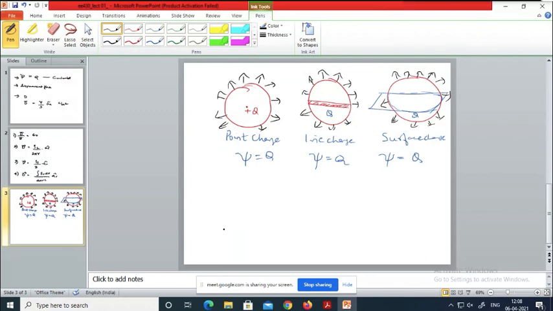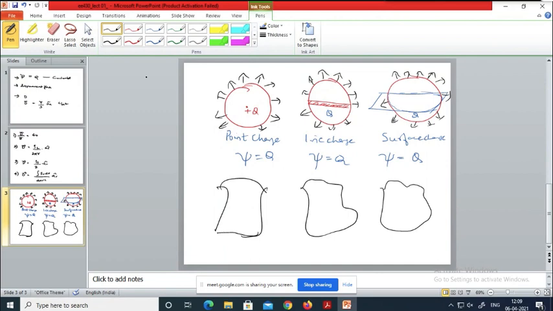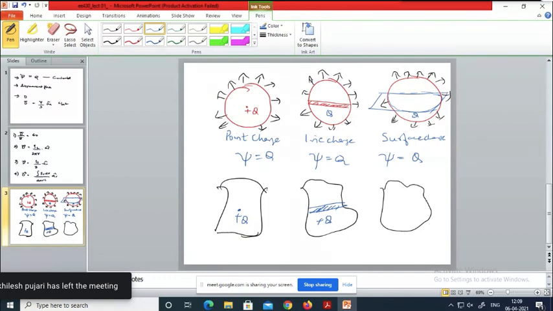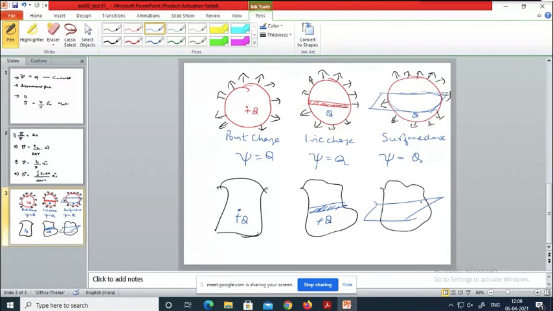For example, if you have an irregular shaped item like this, and if you have again a point charge, and a line charge of q coulomb, and a surface charge like this, which is enclosed by the irregular shaped closed surface, again the total flux will be the same as Q. Here also the total flux will be the same as Q, and here also the total flux emanating from the surface of the irregular shaped body is the same as Q.